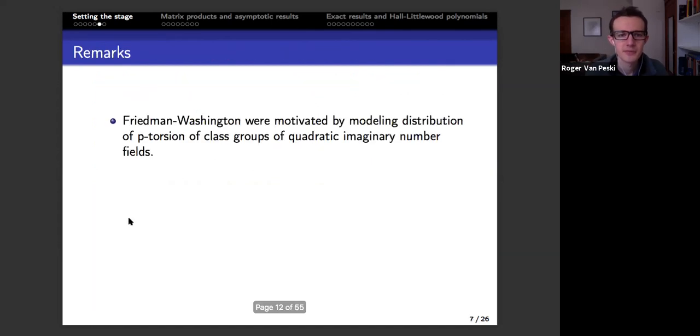I should mention also that the original motivation for this was these heuristics for modeling the distribution of the p-torsion part of a class group of a random imaginary quadratic number field. And a lot of the interest in p-adic random matrices still comes from number theory, from using them to model the distribution of some kind of group that shows up in number theory.